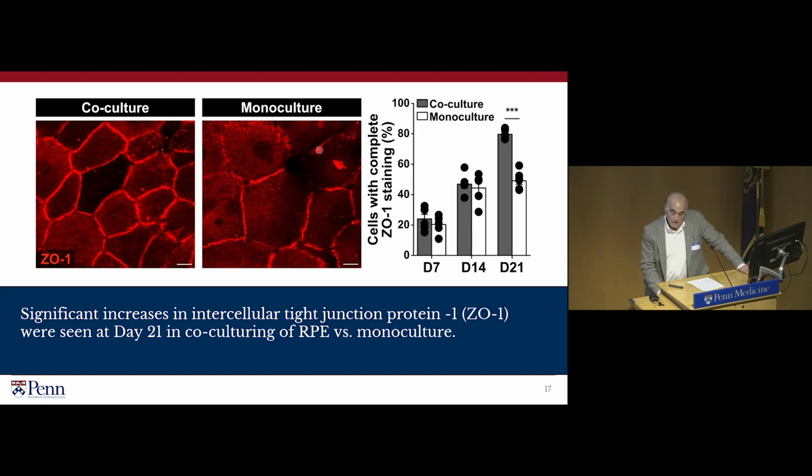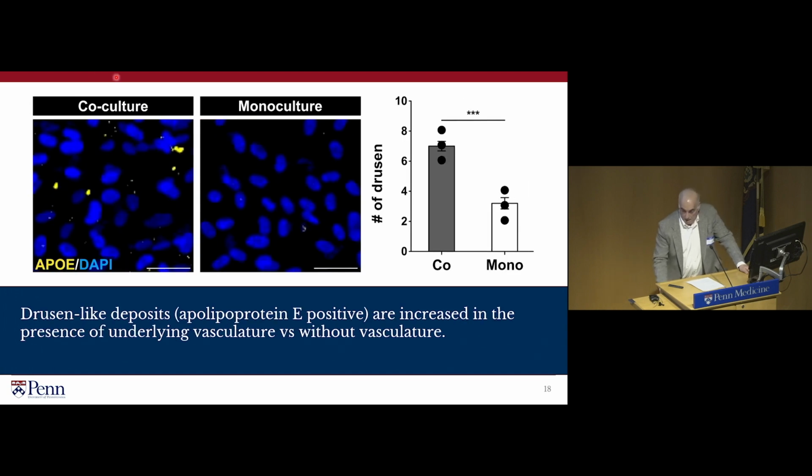And the tight junction staining was different between co-culture versus monoculture. The staining for the ZO-1 protein was very distinct and regular, and it was not very distinct for the monoculture situation. So that would suggest that there might be a barrier disruption if you grew the RPE cells by themselves. And what about drusen? It turns out in the co-culture situation, the number of drusen was much greater. It was very significant compared to the monoculture.